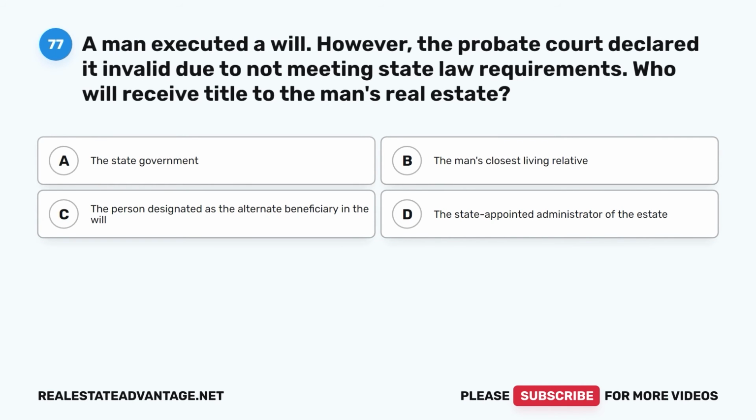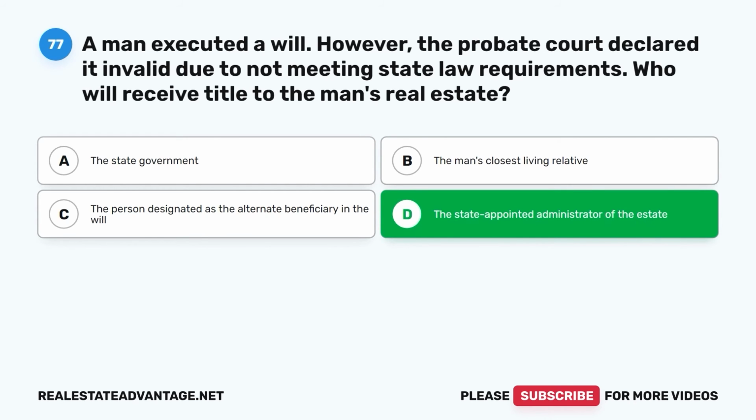Question 77. A man executed a will. However, the probate court declared it invalid due to not meeting state law requirements. Who will receive title to the man's real estate? A. The state government. B. The man's closest living relative. C. The person designated as the alternate beneficiary in the will. D. The state-appointed administrator of the estate.